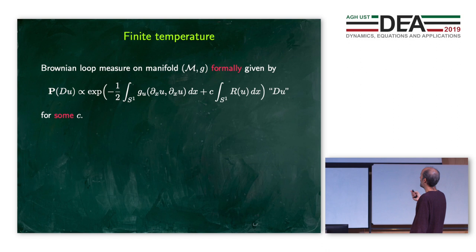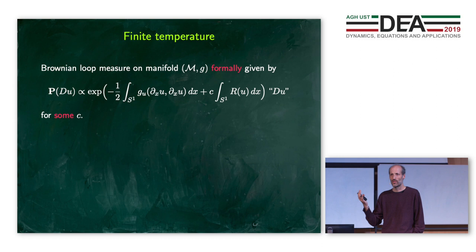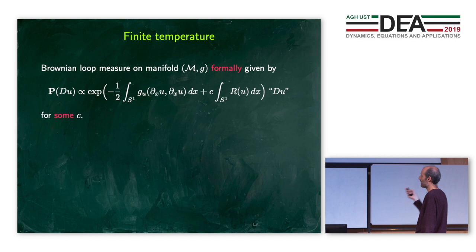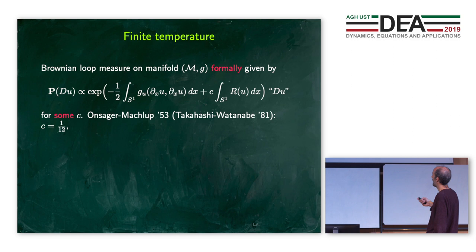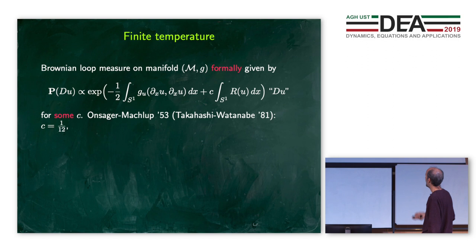It's not completely clear what this means, because here this is supposed to be Lebesgue measure, and there's no Lebesgue measure on the space of loops. And actually, there are various theorems that suggest that something like this is true. But even at the level of actual mathematical rigorous theorems, it suggests different values for that constant C. So for example, there's a theorem, called the Onsager-Machlup formula, that goes back to 53, but it's really a theorem by Takahashi and Watanabe from 81, which suggests C equal 1 over 12.